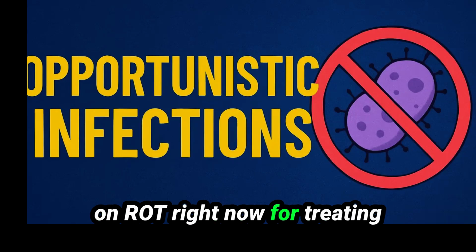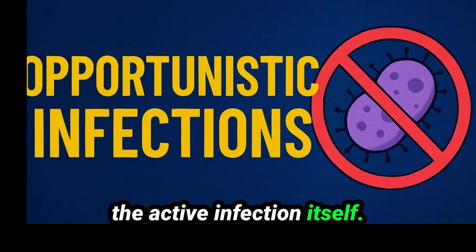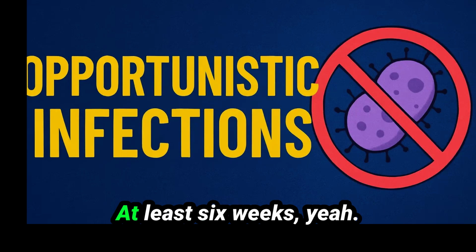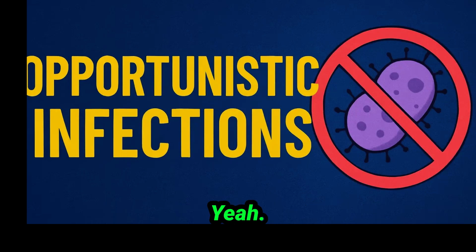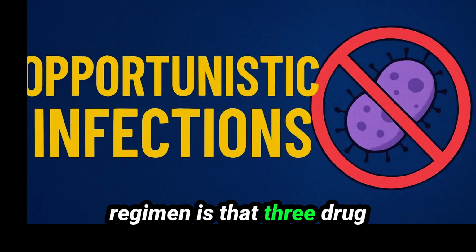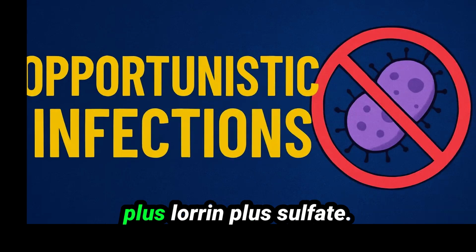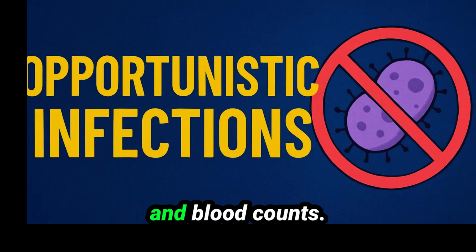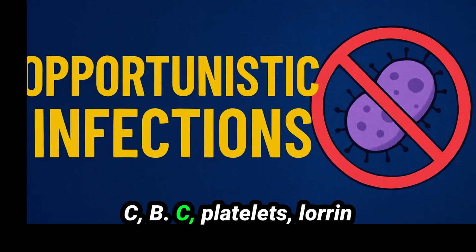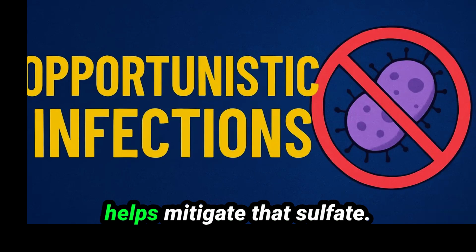Right. Now, for treating the active infection itself, minimum 6 weeks. At least 6 weeks, yeah. Longer if the disease is extensive or response is slow. Yeah. The preferred treatment regimen is that 3-drug combo, pyrimethamine plus leucovorin plus sulfadiazine. Okay, watching out for side effects. Pyrimethamine and blood counts. Exactly. Monitor CBC, platelets. Leucovorin helps mitigate that.